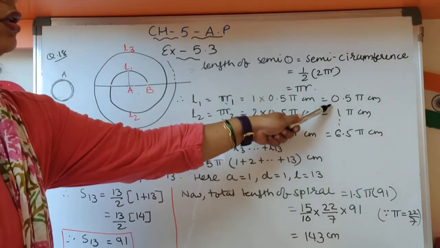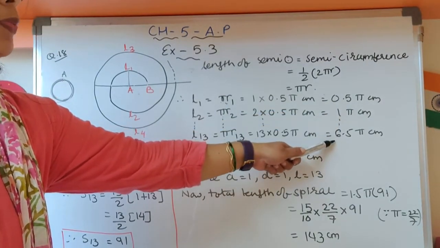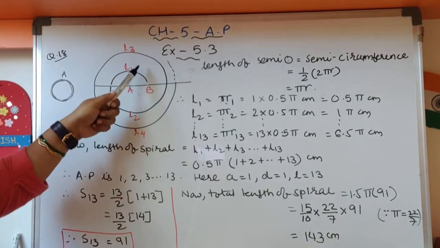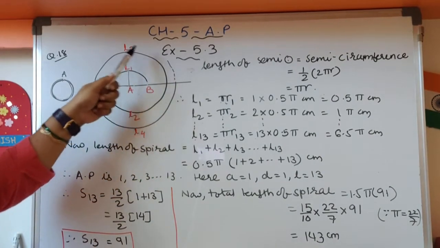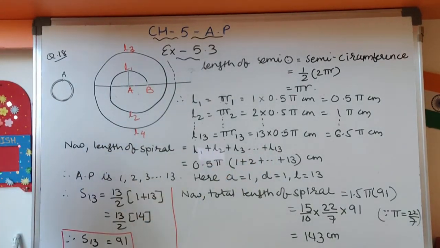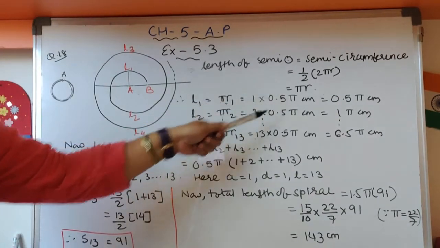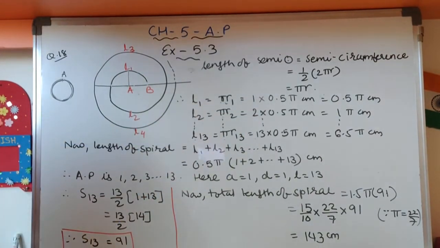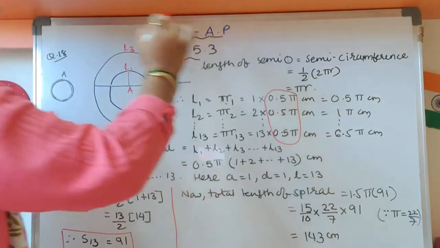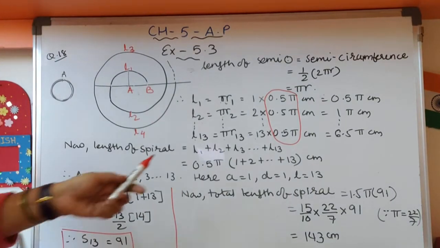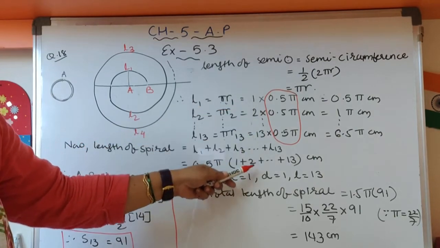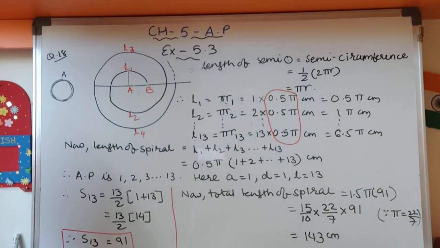So like that we got the AP 0.5 pi, 1 up to 6.5 pi. And the length of the spiral, if you do addition, L1 plus L2 plus L3 plus L4, like that till plus L13. Now if you notice that 0.5 pi is the same for all, as the radius increases by 0.5 each time, therefore 0.5 pi is common, and in between you can say that it is 1 plus 2 plus up to 13 centimeter.